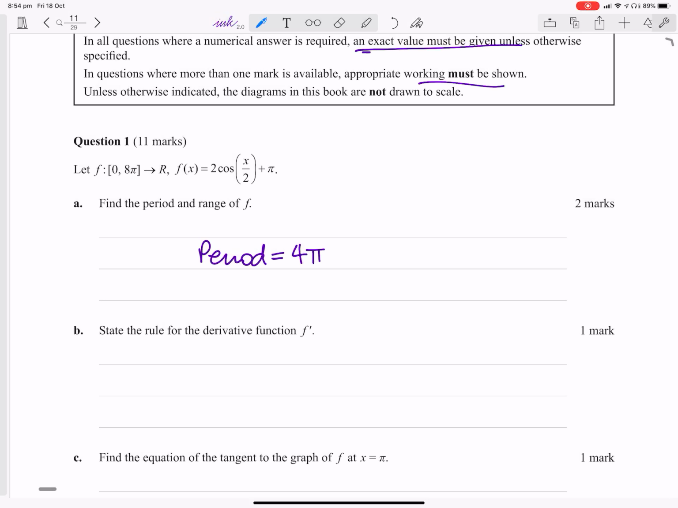And our range, our center is pi, and we add 2 and subtract 2. So we can say f of x is an element of pi minus 2, pi plus 2.